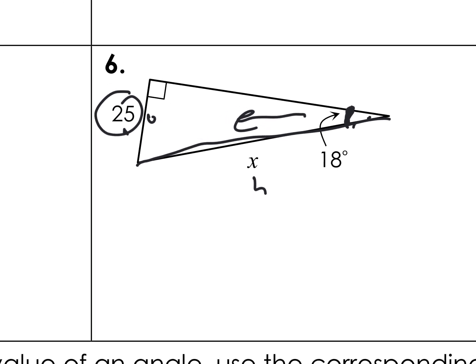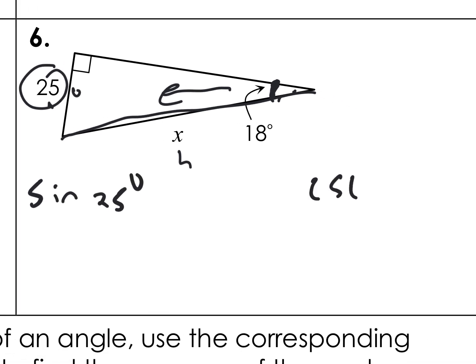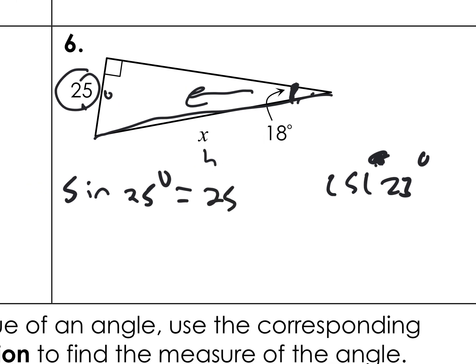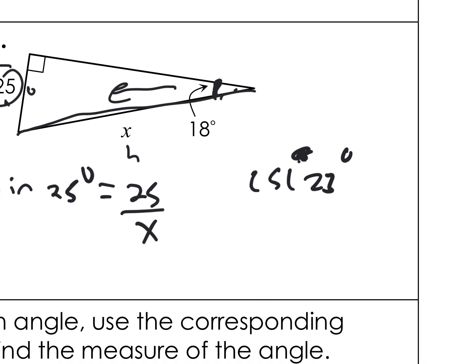O and H. Did I say A? I didn't mean to. You could say sine, but I want some of you to use sine of 25 degrees. I want some of you to use cosecant. Quit talking over there. H over O. So if I use O over H, that gives me 25 over X. If I flip it, I have H over O, that would be X over 25.